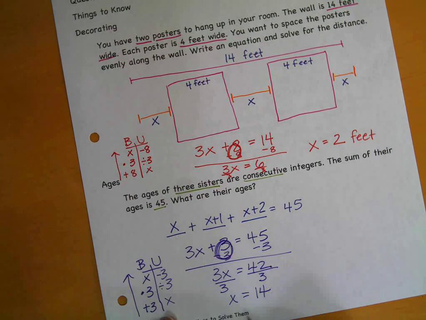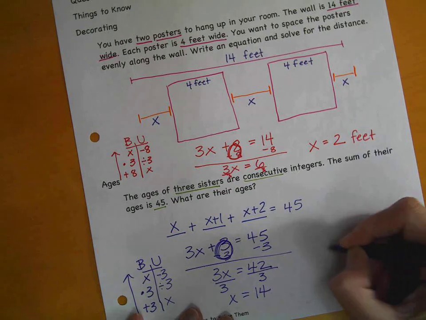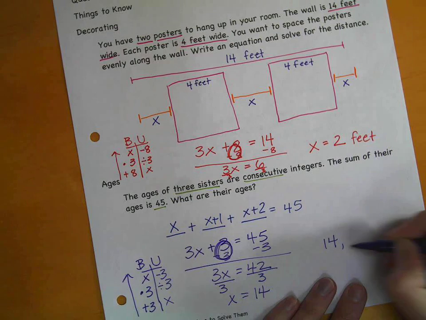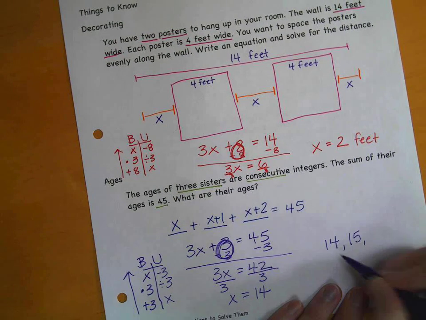So now we know that the youngest sister was 14. So the youngest sister is 14. What is the age of the sister right after her?